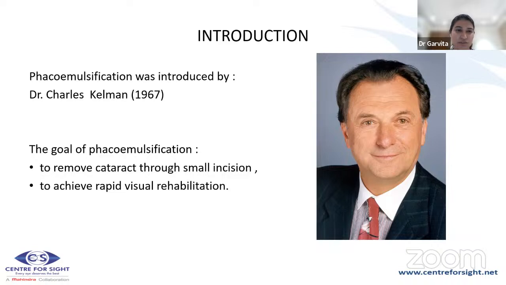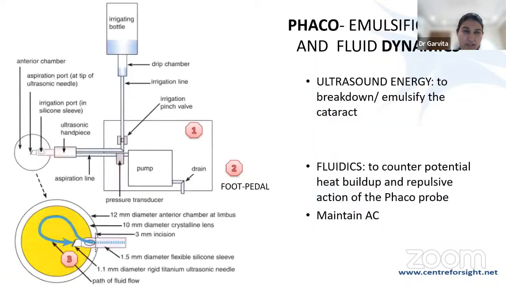Phacoemulsification was introduced by Dr. Charles Kellman in 1967. The story goes that he observed a dentist using ultrasonic energy to break down dental plaques, and which is where he conceived this idea that we could use it for cataract surgery, and hence the surgery of phacoemulsification was patented. The goal of phacoemulsification is to remove cataract through a small incision and to achieve rapid visual rehabilitation. This is an outlay of the entire Phaco machine.